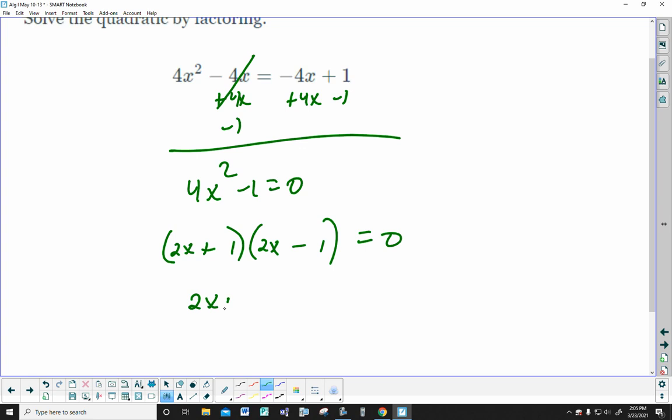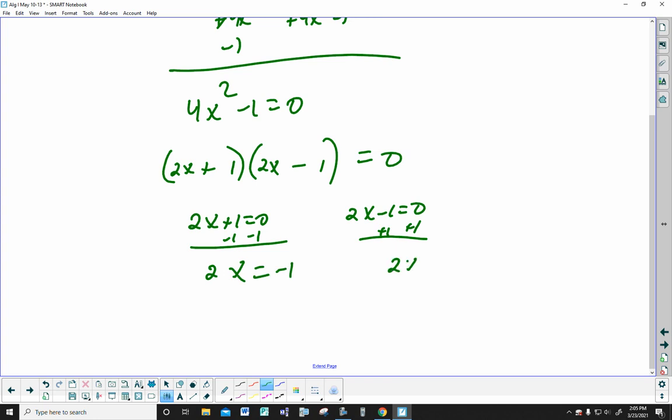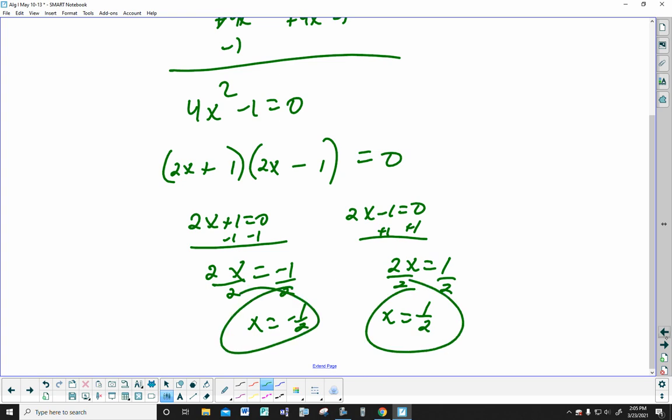Now set those things equal to 0. Subtract the 1, add the 1. 2x equals negative 1. 2x is equal to 1. Divide by 2. Divide by 2. X is equal to negative 1/2. X is equal to positive 1/2. There's your two answers.